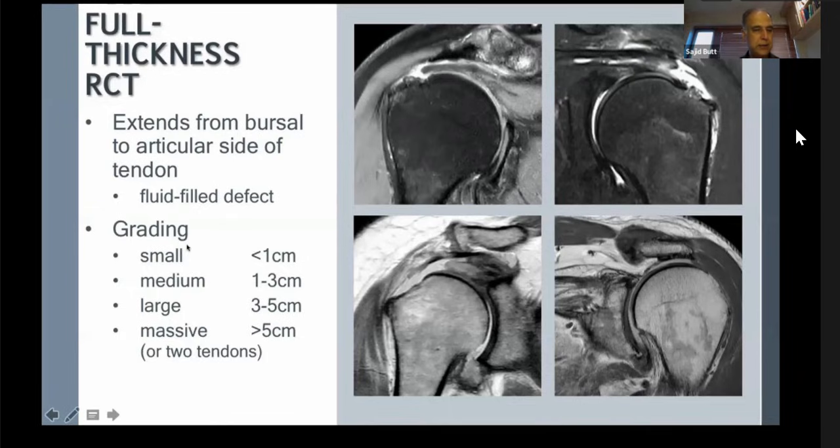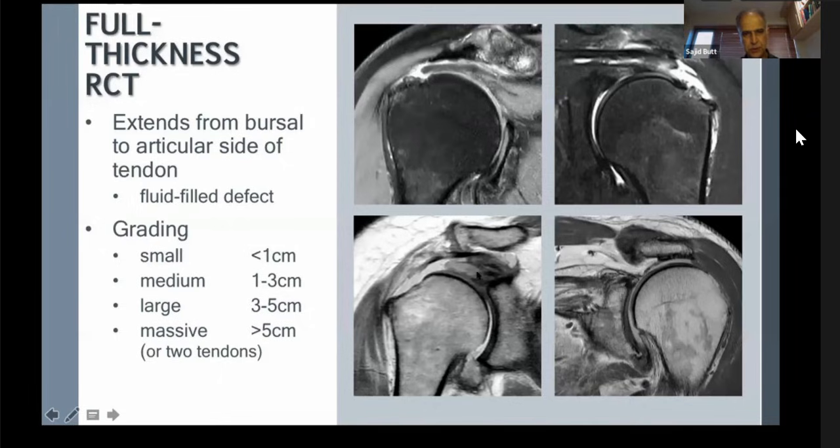You can grade this as small, which is less than 1 centimeter in its maximum dimension, medium, which is 1 to 3 centimeters, large, which is 3 to 5 centimeters, and massive, which is more than 5 centimeters. Coronal image, we can see supraspinatus tendon coming, and then there's nothing beyond that, so that's a full thickness tear. This is a greater example of a full thickness tear in another patient, a huge fluid-filled space connecting the subacromial subdeltoid bursa with the joint space.